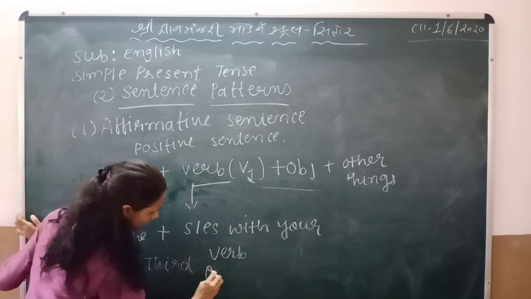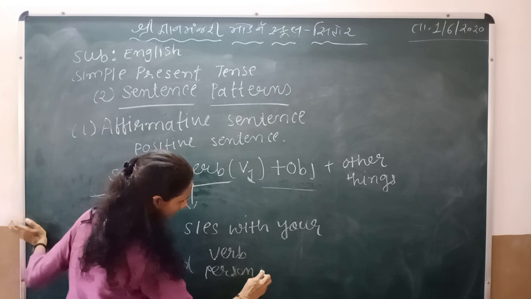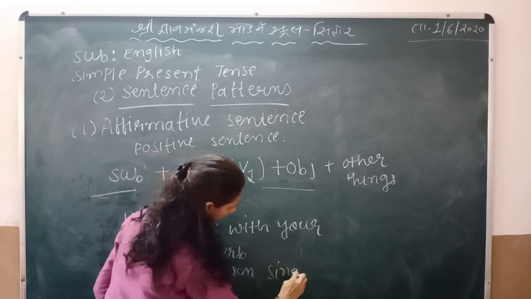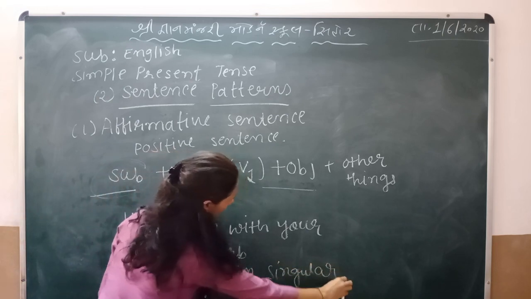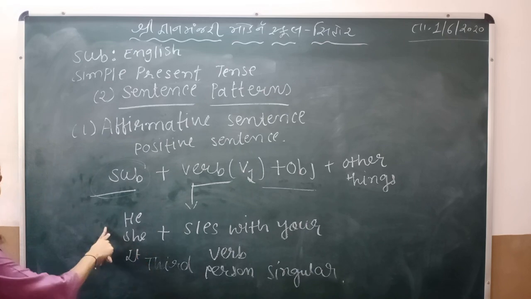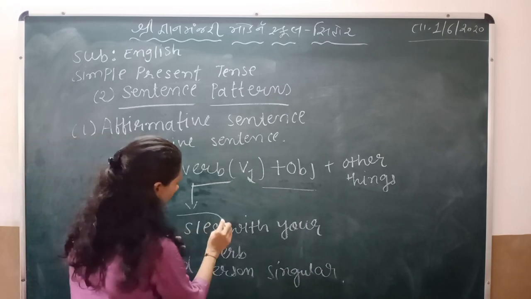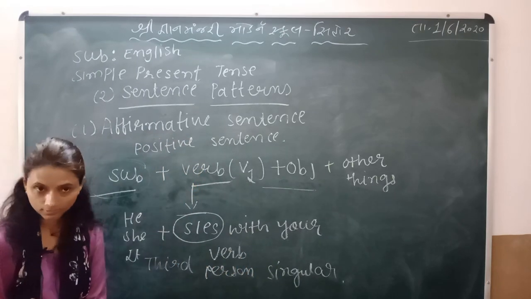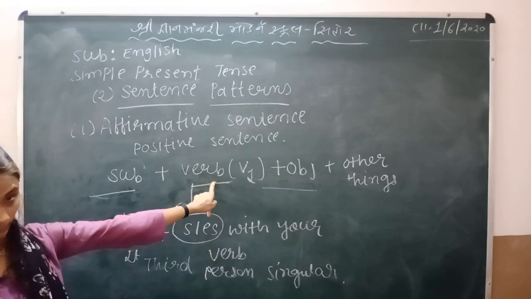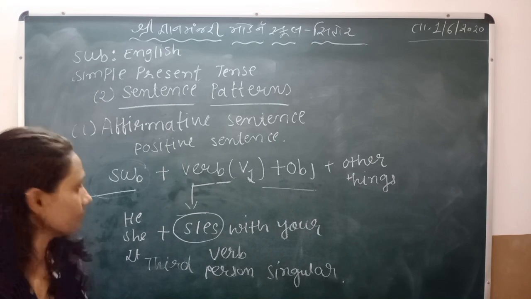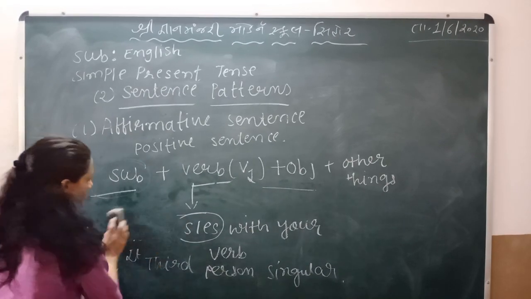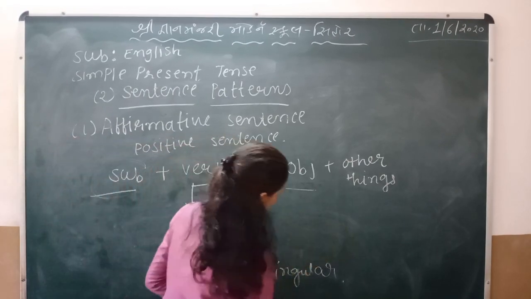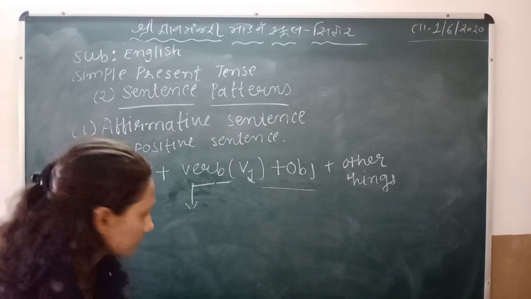third person singular. If you have this as a subject, don't forget to use s or es with your verb. Let's take an example. Let me tell you the example to make it more simplified.